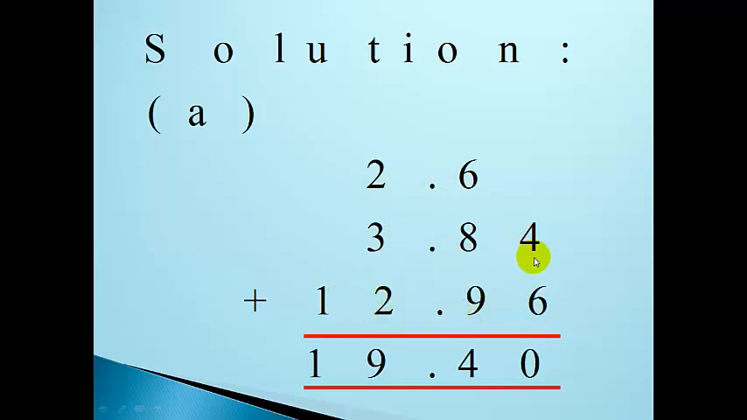Now let's begin to add. So 4 plus 6 will give us 10. So we write 0. The remainder is 1. 1 plus this 6 will give us 7. And 7 plus 8 is 15. Now 15 plus 9 is 24. So we write 4, and the remainder is 2. So 2 plus 2 is 4. 4 plus 3 is 7. And 7 plus 2 is 9. And we have our 1 here. So 2.6 plus 3.84 plus 12.96 is equal to 19.40.